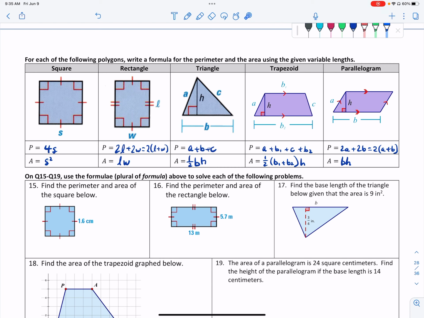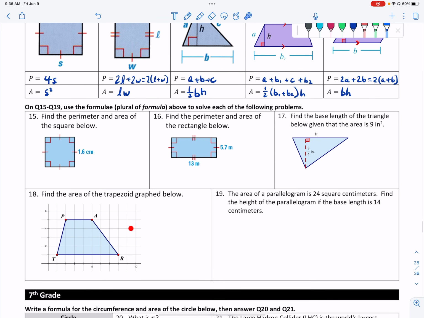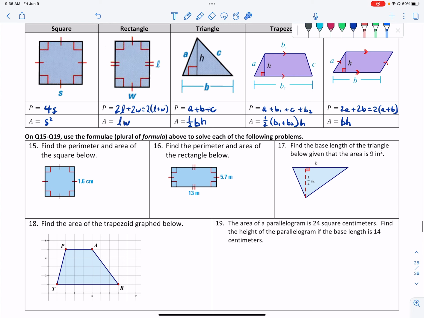Here on number 17, however, they're wanting you to find the base if you know what the height is and you do know what the area is. So you would be working this essentially backwards, plugging in your area, plugging in your height length, and then solving that for your base. Number 19, I skipped 18. We'll come back to it in a second. Number 19 is very, very similar to 17, parallelogram, but it is another one of those that you are working backwards because you have the area, you have the base length, and you're figuring out what the height is.